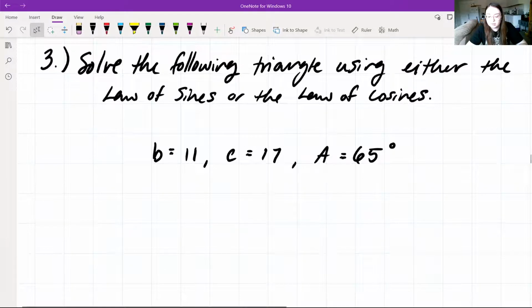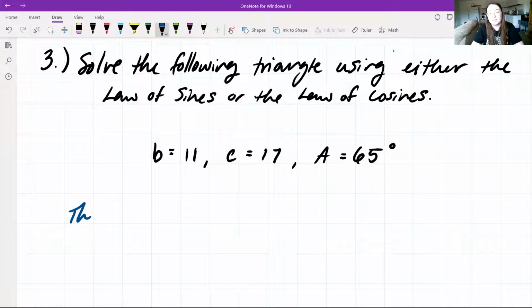measurement. So we can first establish what kind of triangle this is. We have B is equal to 11, C is equal to 17, capital A is equal to 65 degrees. Our side A is going to be opposite of our angle A, which means the two sides connecting our angle A are going to be B and C, which tells us that this is going to be a side angle side triangle. Establishing this fact isn't always necessary to the problem, but it can be helpful.